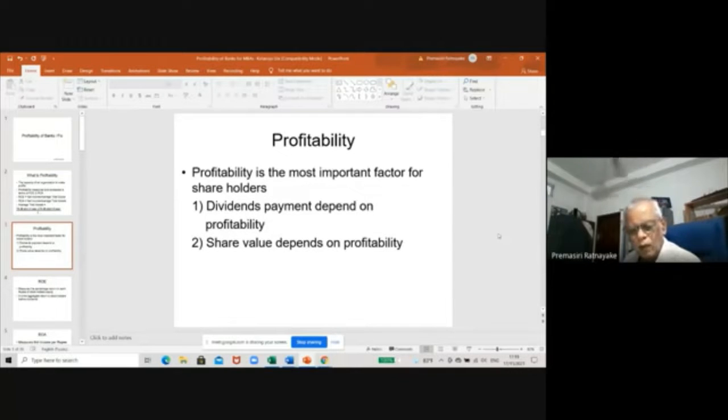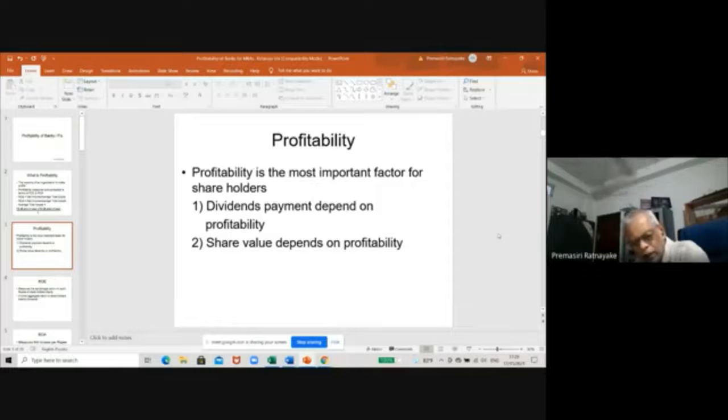Profitability is the most important factor for shareholders, the people who have invested in the business. Dividend payments depend on profitability. Share value depends on profitability. As you all know, the shareholders receive dividends for their share investment, and the higher the profitability, the higher the share of dividend payments, other than the profit retained in the business for continuity of business activities.